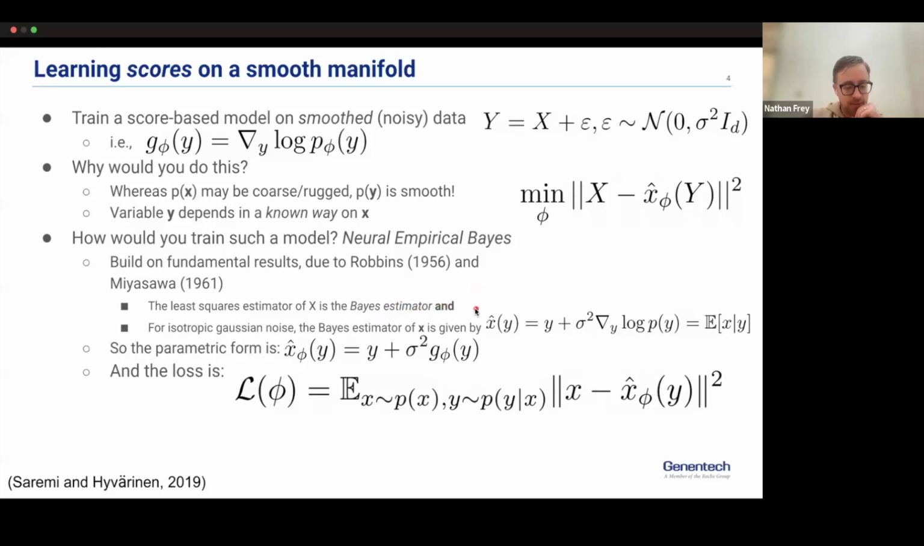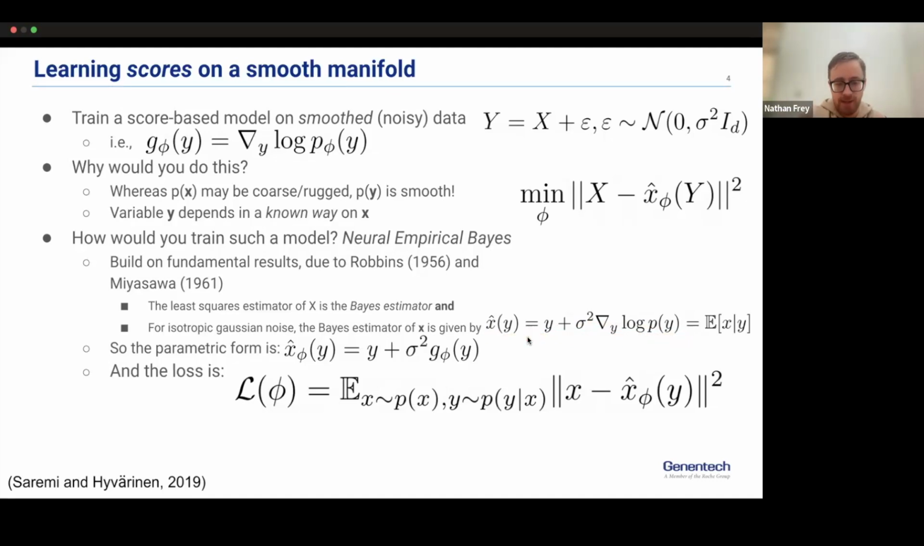Then this neat result from empirical Bayes and neural empirical Bayes tells you that if we choose our noising process to be isotropic Gaussian noise, then we know exactly how to recover or estimate what the clean data will be. So in our notation, Y is the noisy smooth data, X is the clean data that you're training on, and X hat is your estimator for clean data. So you get this very simple result where you just add back the score function scaled by sigma squared, where sigma is the noise scale for your Gaussian noise. This tells you how to denoise and recover clean data, and it has this very simple form when you choose isotropic Gaussian noise.